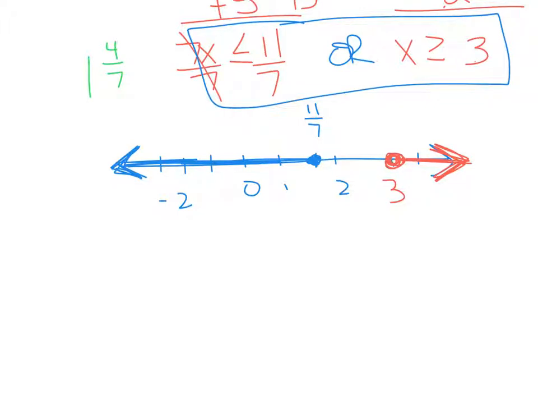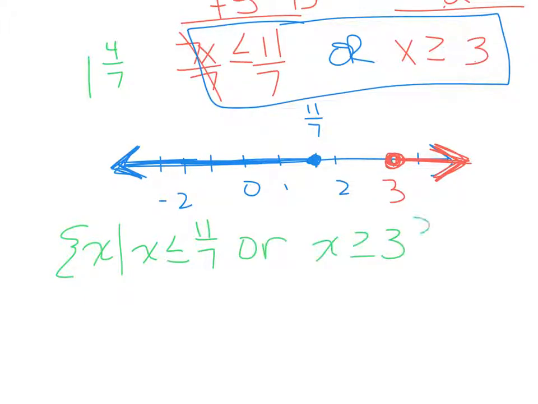Let's use green for set builder. You've got x such that, and the only thing you're going to do is use this statement with the OR. So x is less than or equal to 11/7, or x is greater than or equal to 3. When you graph an OR, if your shadings don't touch, like in this case, you have to use the word OR in your set builder notation.